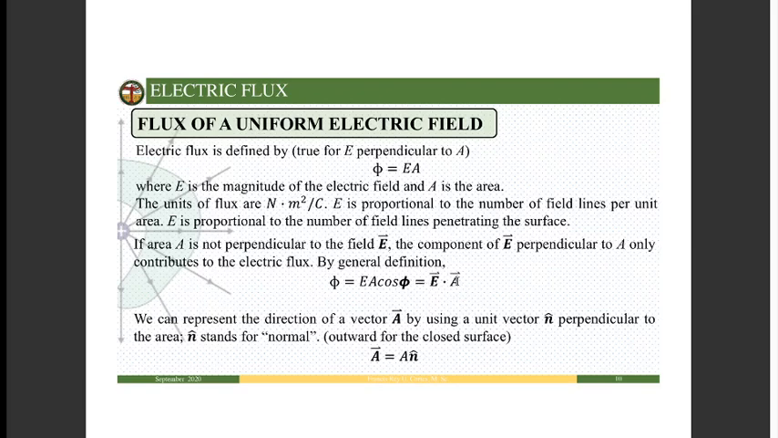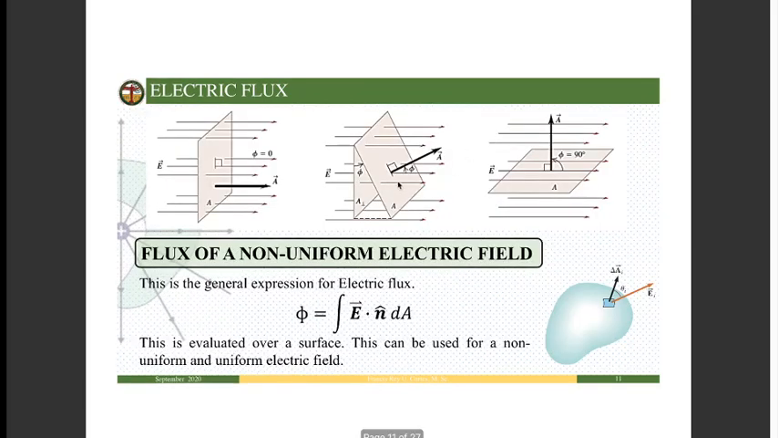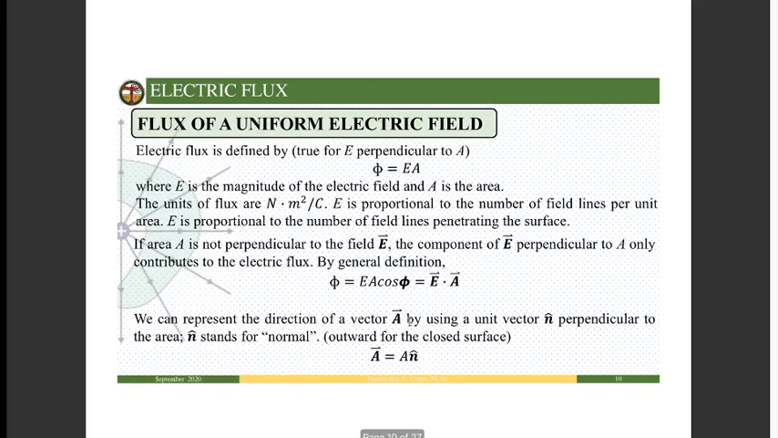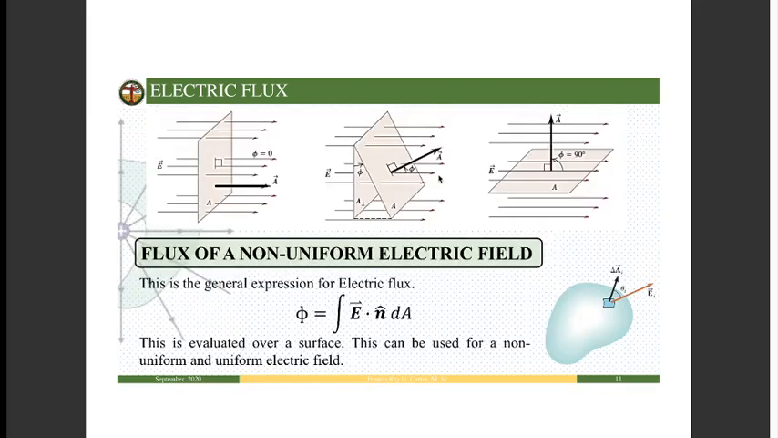So since your A is always perpendicular to the area, as you can see here, it is perpendicular to the area A. Now, your phi here is actually the angle between the electric field vector and the area vector. As you can see here, this is the electric field vector, and this is the area vector. So why is this phi equal to this phi?